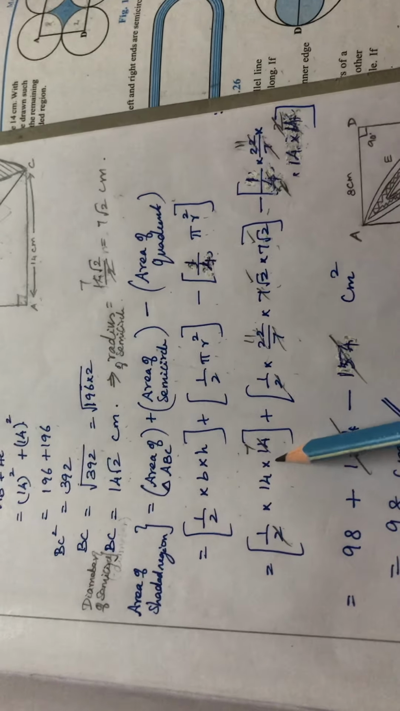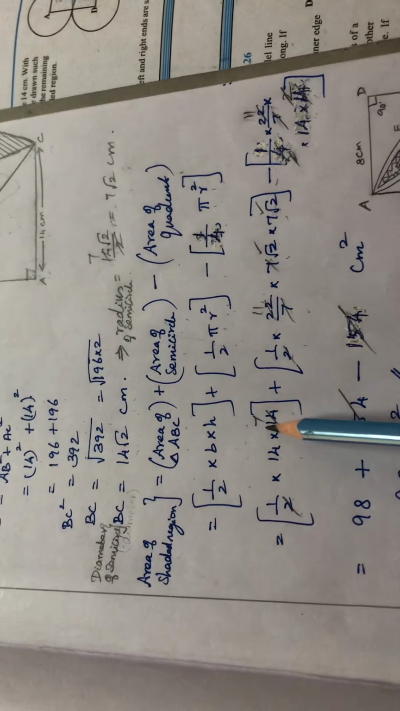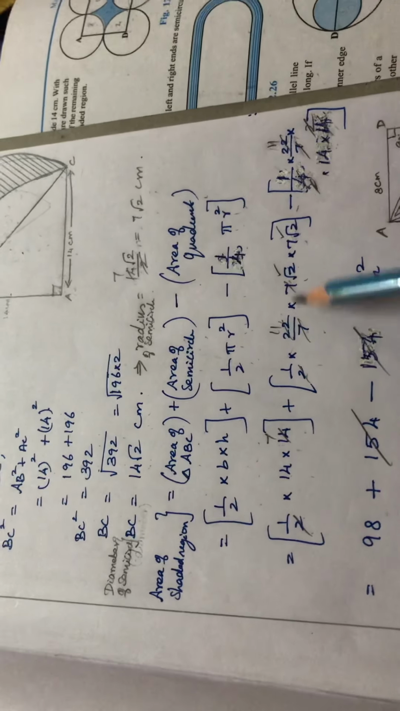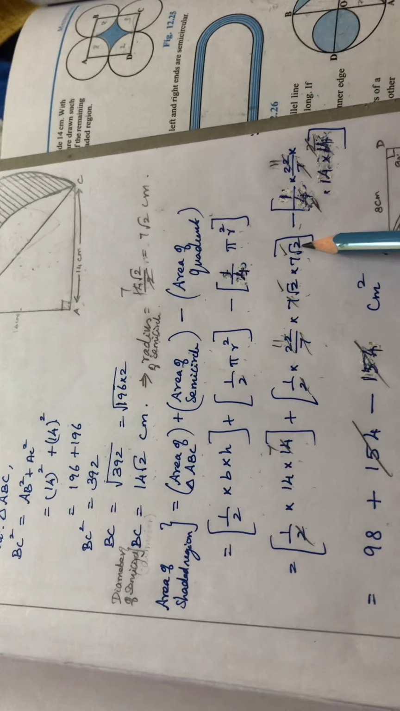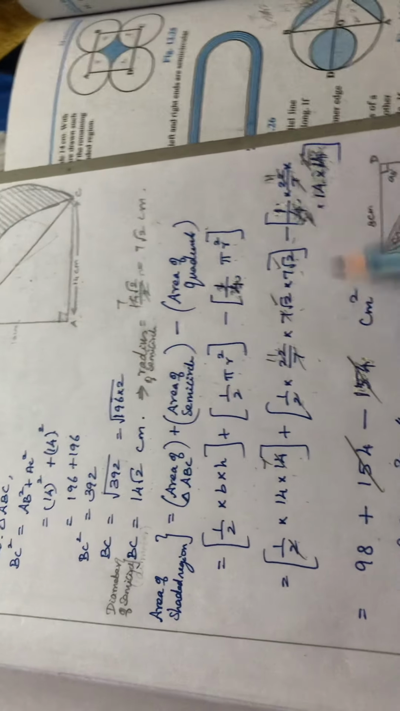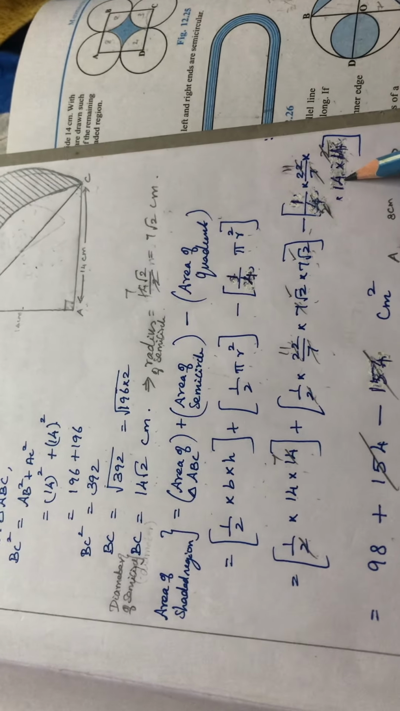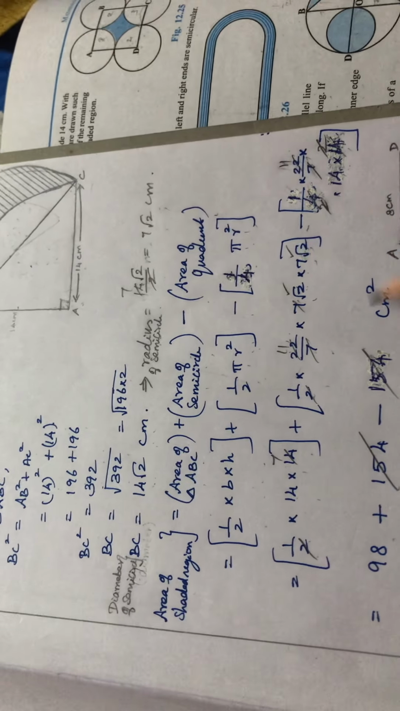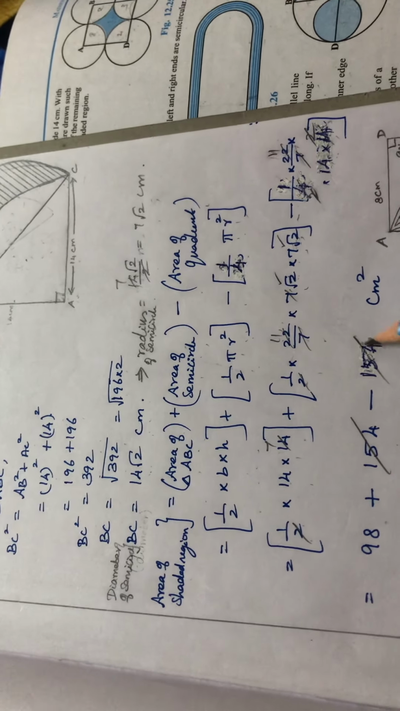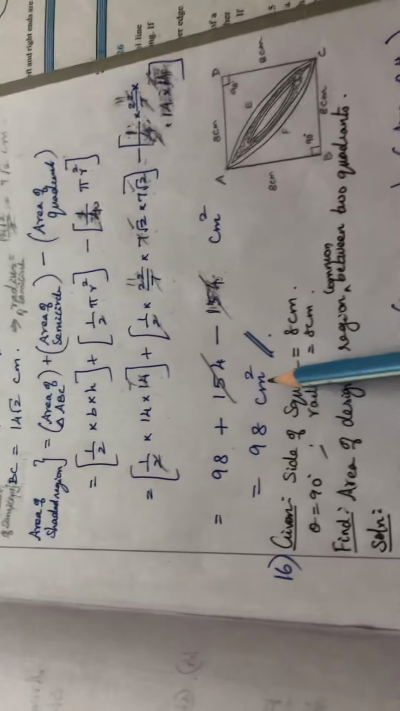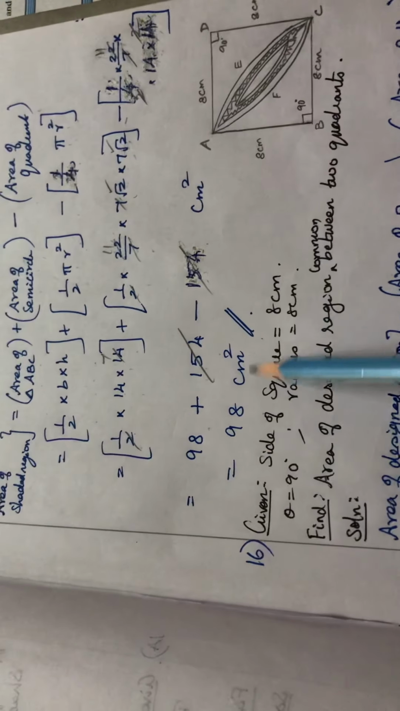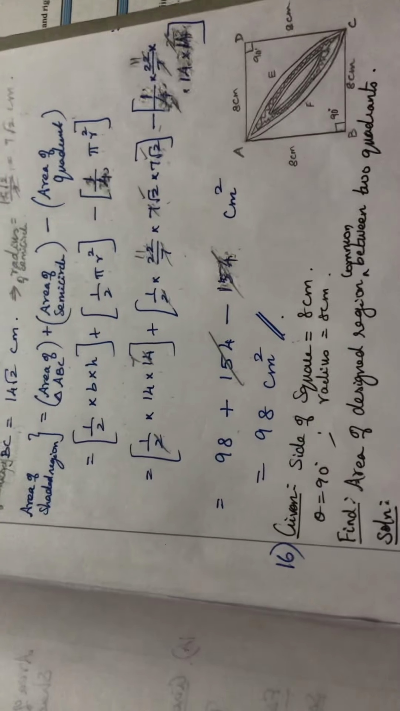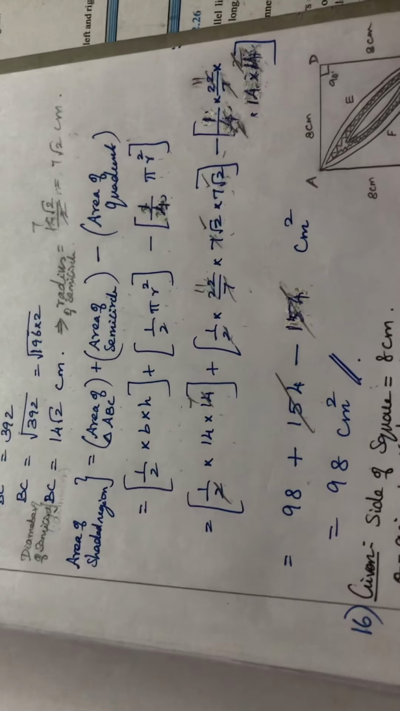Here 2 and 14 I am cancelling. So 14 into 7 is 98. Here when I am taking 11 into 7 into 2, root 2 into root 2 is 2, so 154. The same way here, 11 into 14, when multiplying, minus 154. Now this 154 and minus 154 I can cancel. The rest of the value is 98. Therefore the area of the shaded region is 98 centimeter square.